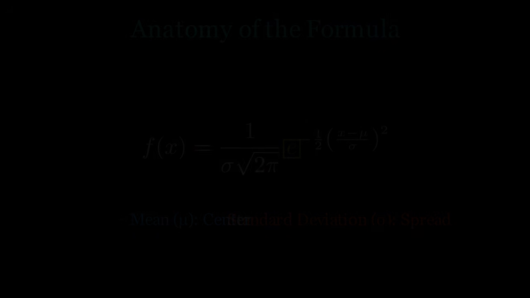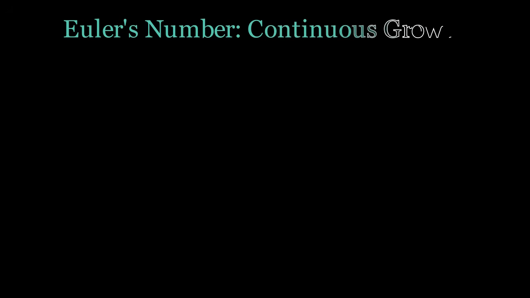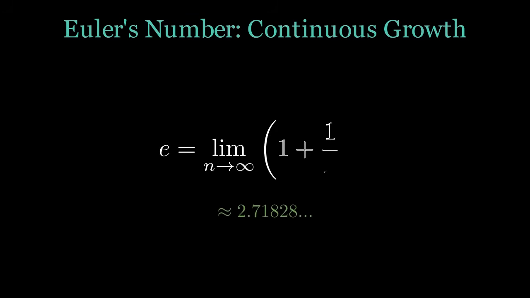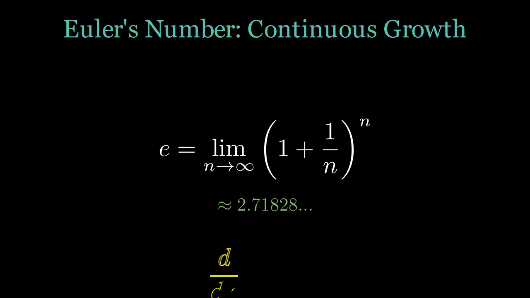To understand why e is essential here, we must briefly remember what Euler's number actually is. Discovered in the context of continuous compound interest, e is mathematically defined as the limit, as n approaches infinity, of 1 plus 1 over n, all raised to the power of n. Its value is approximately 2.718.